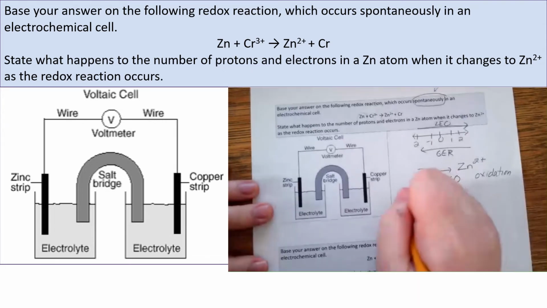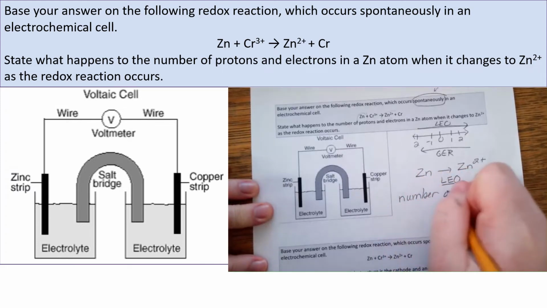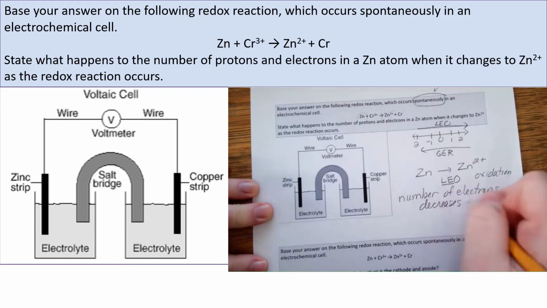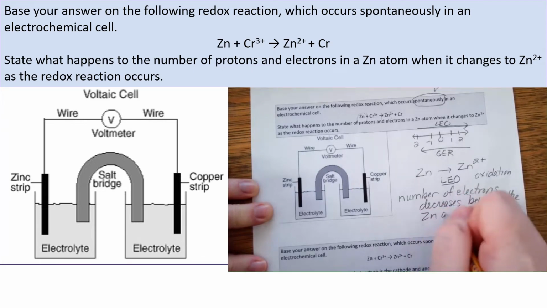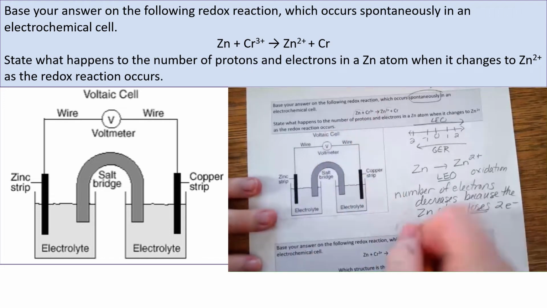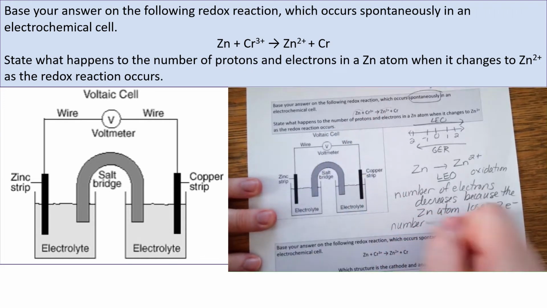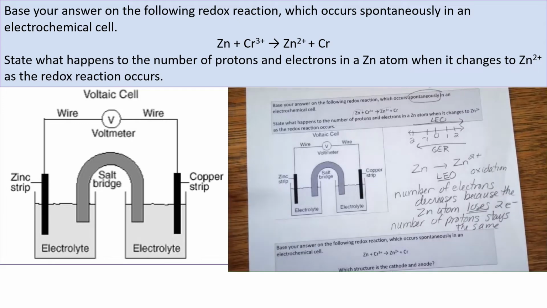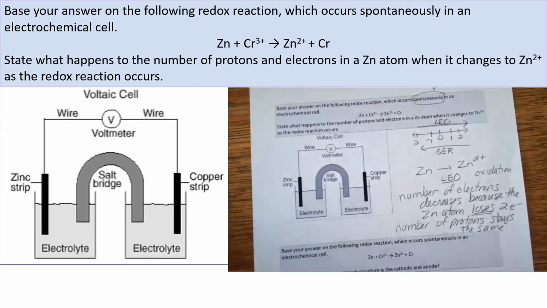So what happens? The number of electrons decreases because the Zn atom loses 2 electrons. And then, but it also says, what about the number of protons? The number of protons stays the same. Protons and neutrons don't change. Just the electrons. Just the valence electrons get moved around. Protons don't change. Neutrons don't change. Okay?